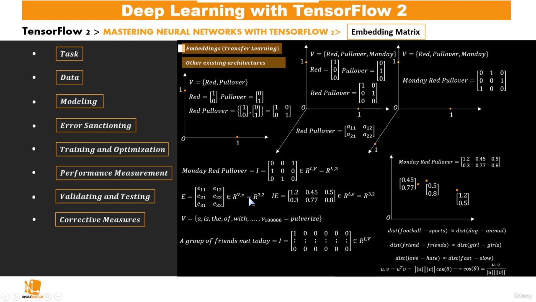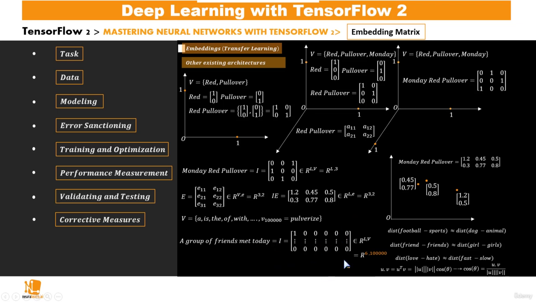And now for A, since A occupies the first position in our vocabulary, we have 1 and the rest zeros. Now the next is group. We have 0 for the first position, 1 will be found somewhere in the middle, and then for the rest we have all zeros. Then of, the same, friends the same, met the same, and today the same. So in that case, we're gonna have this 6 by 100,000 dimensional matrix, which is not only large but very sparse.